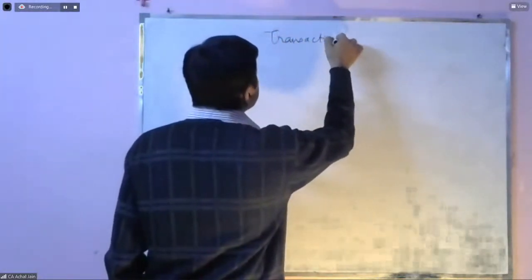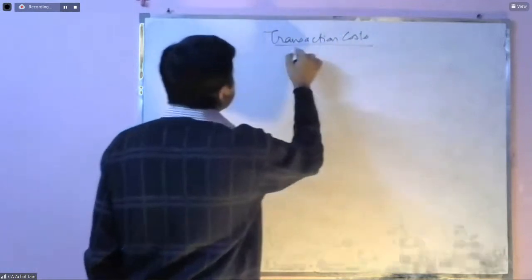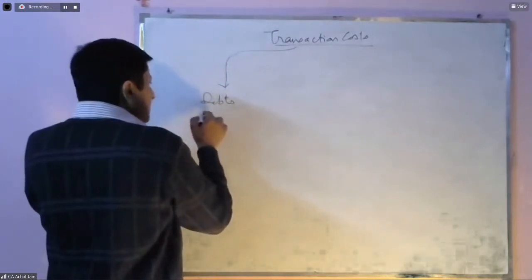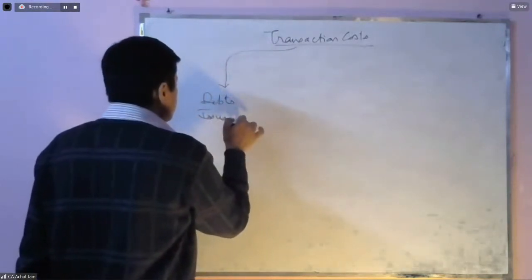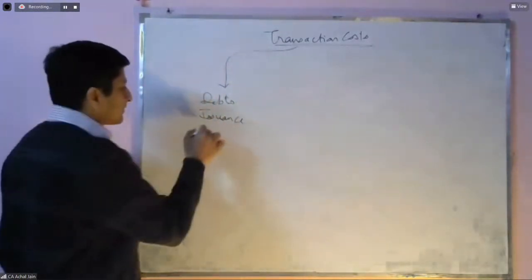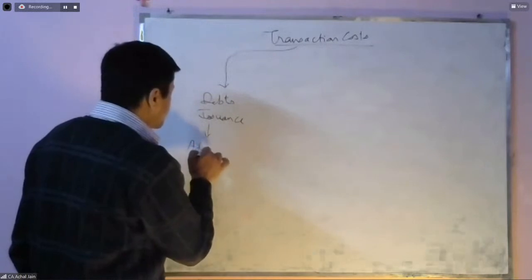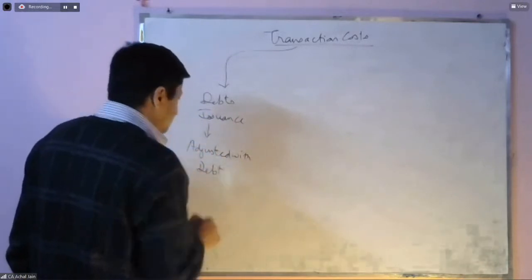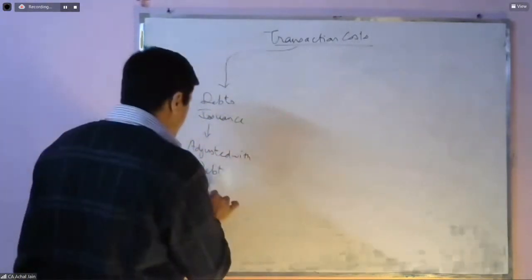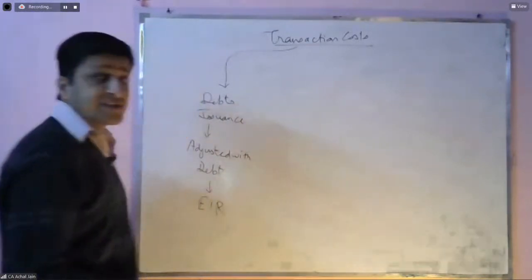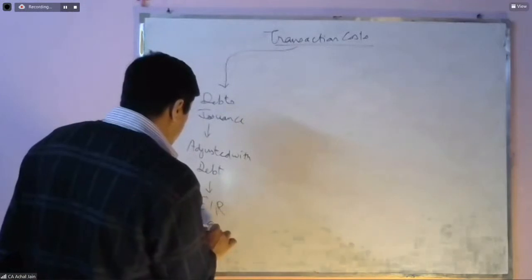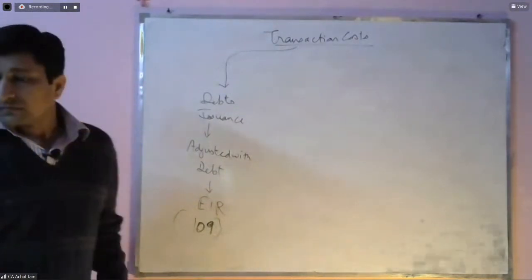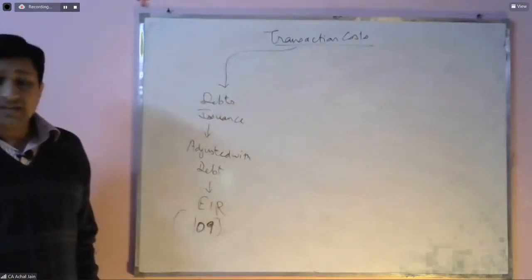So we are talking about transaction costs. Let's suppose it is related to debt issuance. So what do we do in this case? Adjusted with debt, and we compute EIR over here. Which standard do we apply? 109. Remember? Anjali is saying now understood.